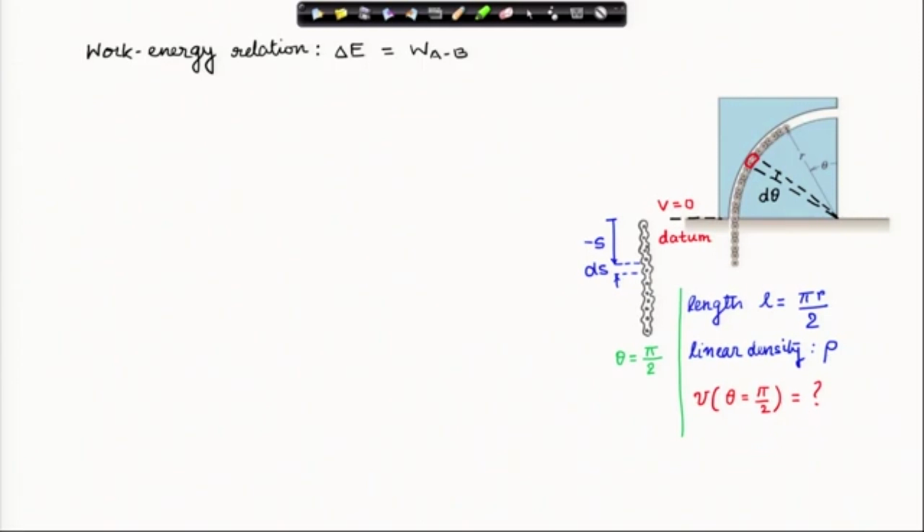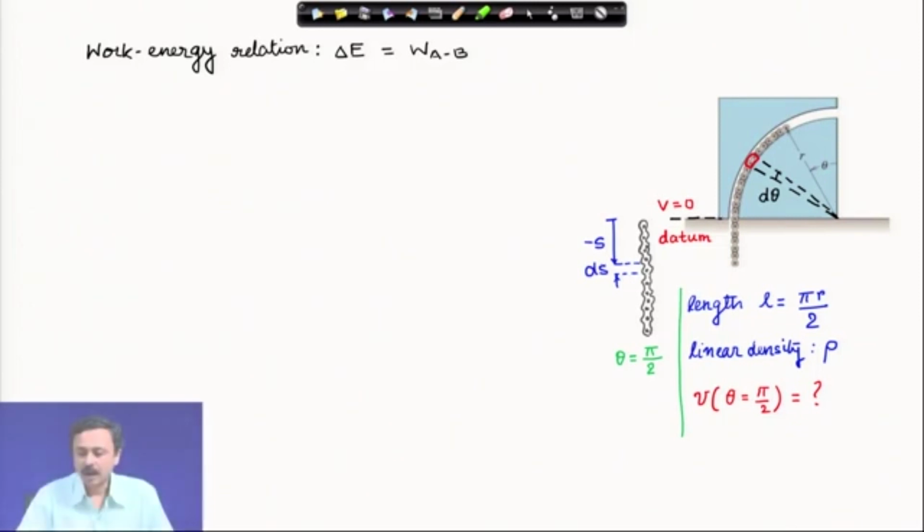Let us look at this figure that I have drawn when the chain has become vertical, that means at theta equal to pi by 2. Now, this is in a uniform gravitational field. The whole system is in a uniform gravitational field. The thing is in a vertical plane. Therefore, the chain is driven by gravity. We have to calculate the gravitational potential energy of the chain.